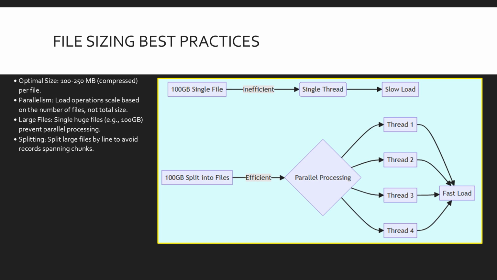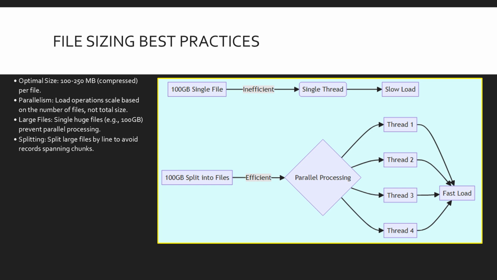A critical, often overlooked consideration is file sizing. To optimize performance, you should aim to produce data files that are roughly 100 to 250 megabytes in size. This is because Snowflake processes files in parallel. The number of load operations cannot exceed the number of files. If you attempt to load a single 100 GB file, only one compute thread can process it, leaving the rest of your warehouse idle. By splitting large files into smaller chunks, you allow the load to distribute across the available compute resources, scaling linearly.